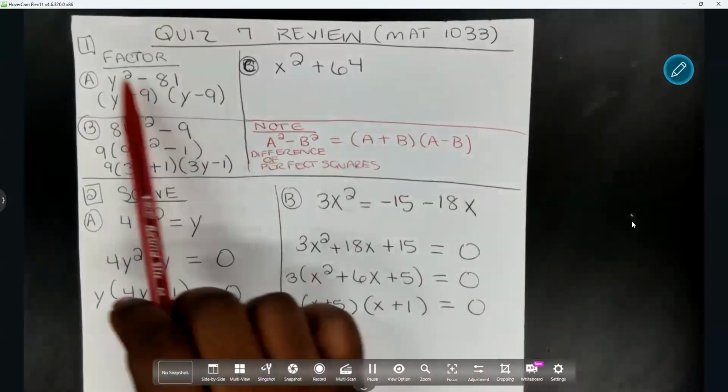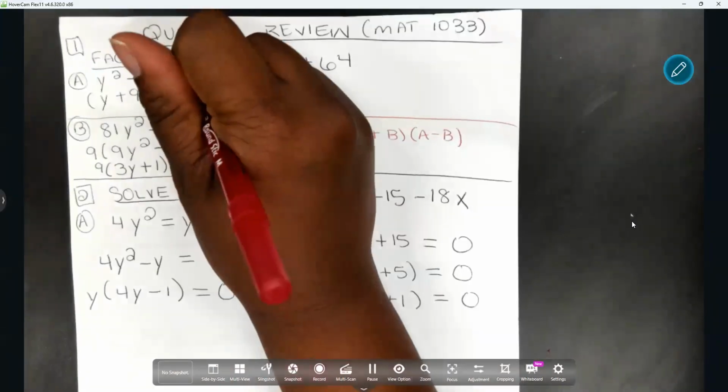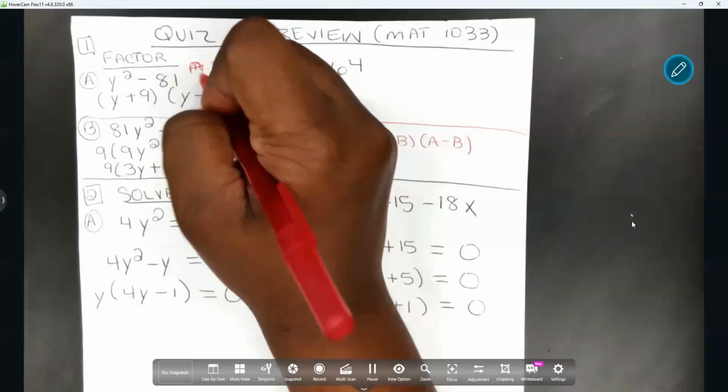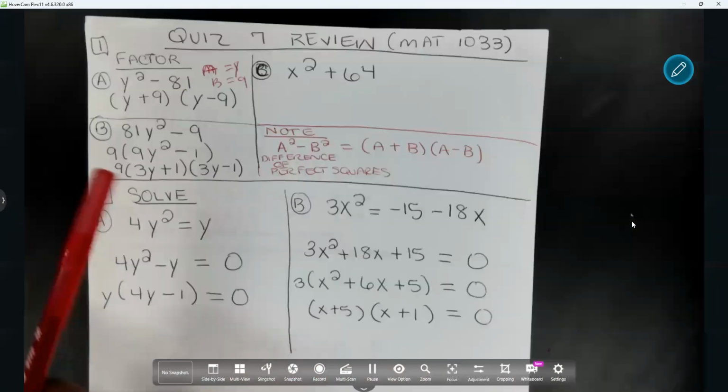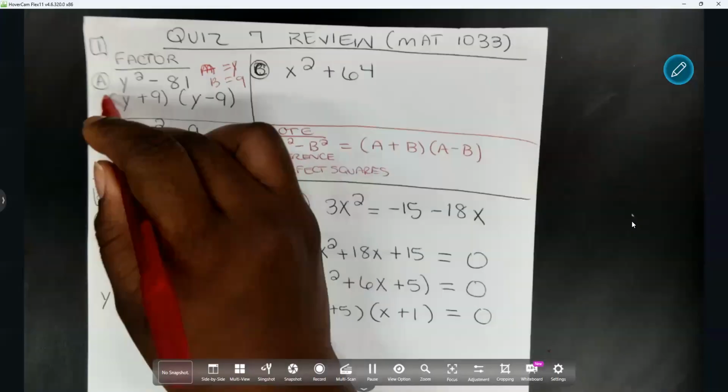So here we have a difference of squares. Our A value is equal to y. And our B value is equal to 9. So we would factor as y plus 9, y minus 9.